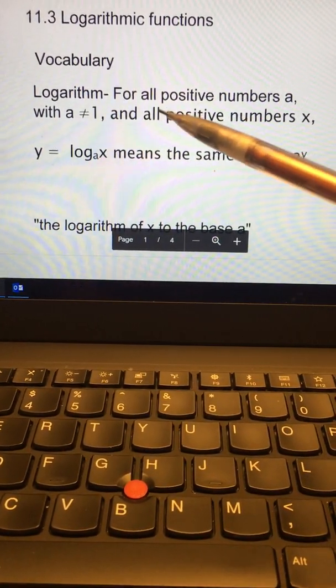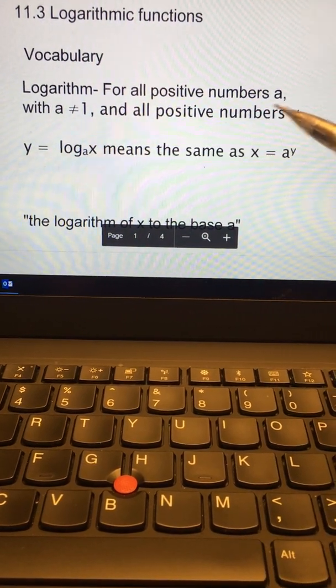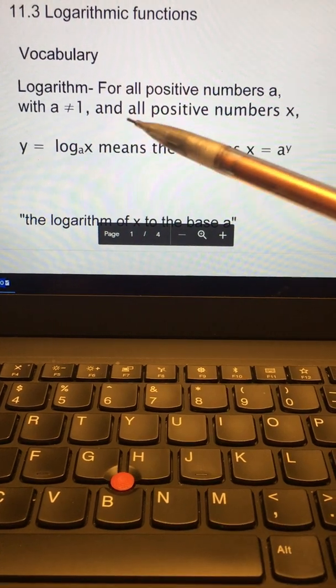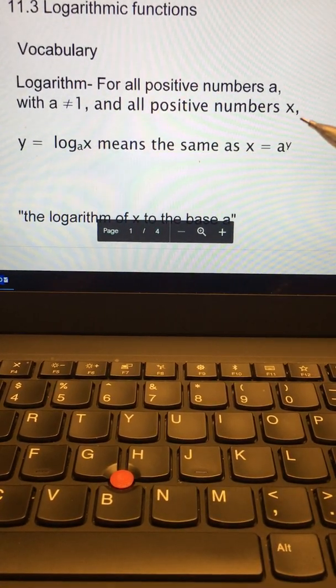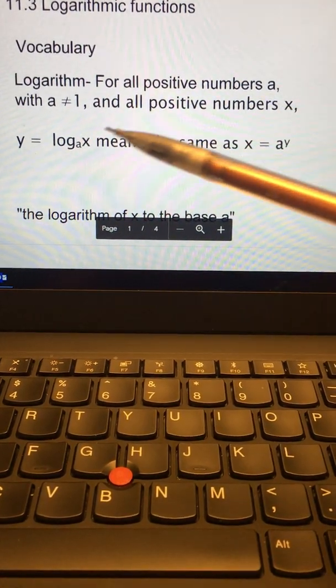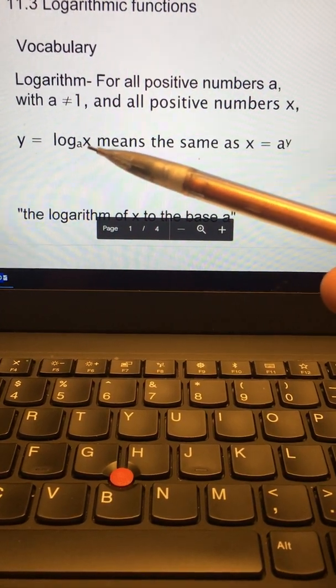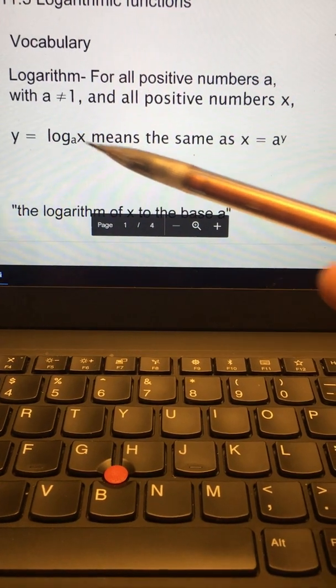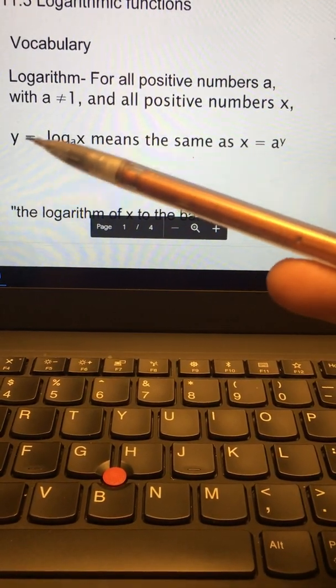What does it say about the logarithm? A can't equal 1. So your base can't be 1. And x has to be a positive number. So if you see that this is a 1 or that this is a negative number, then you know that there's going to be no solution.